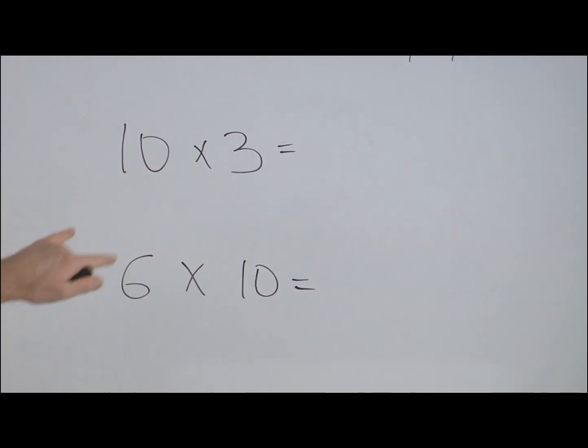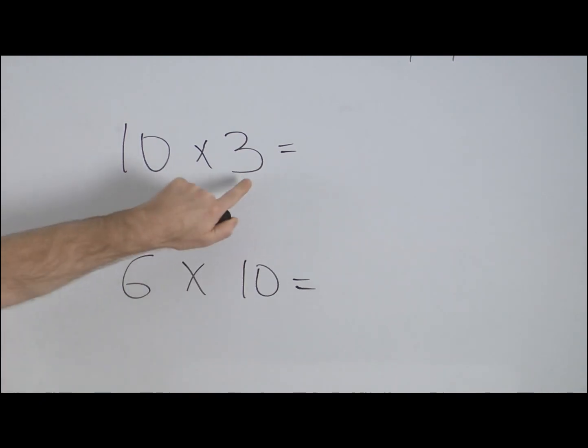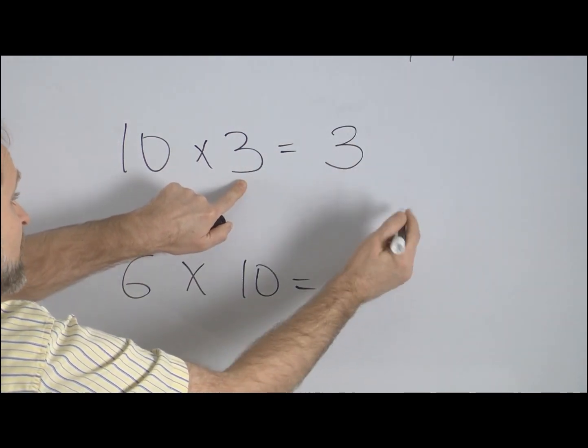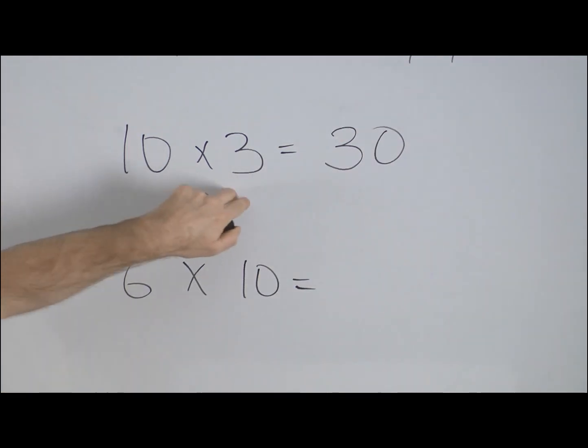Multiplication by 10. When 10 is one of our two factors, then we take the other number, which is not 10, which is 3 in this instance. And after that, what should we put? We should put a 0. So 10 times 3, 30.